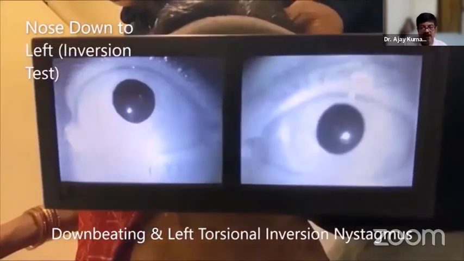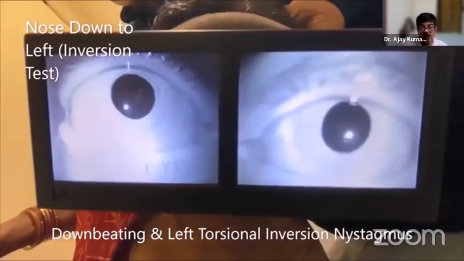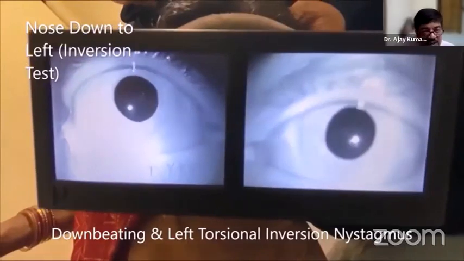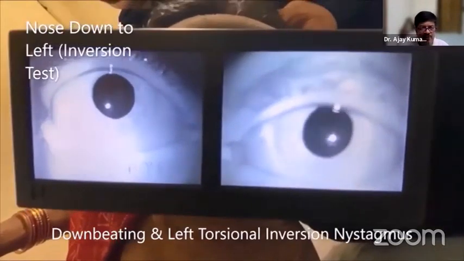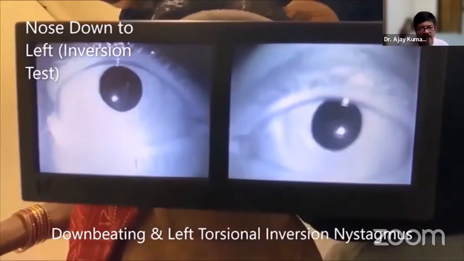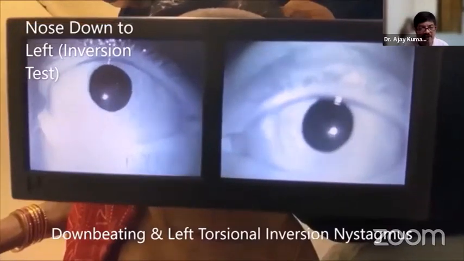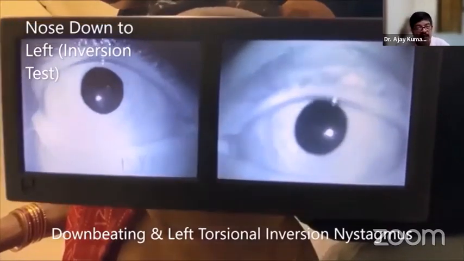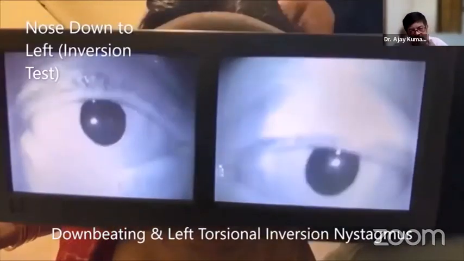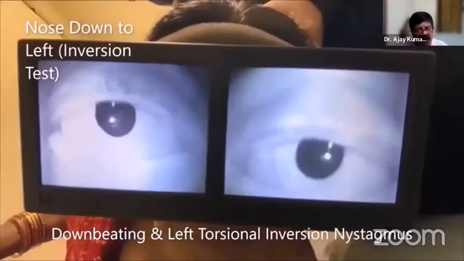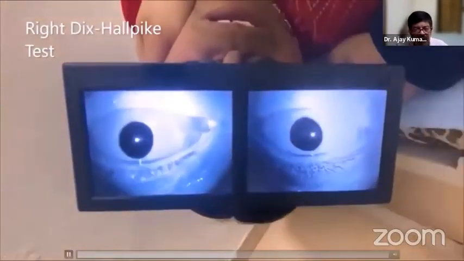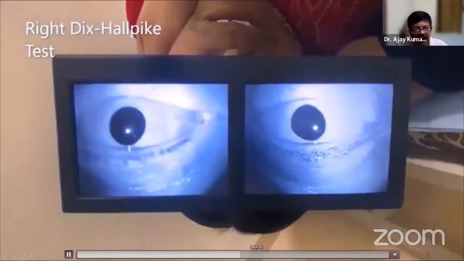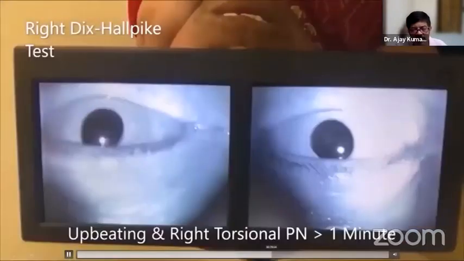But you can see that in this patient, there is attenuation of the strength of the nystagmus. The directionality of this nystagmus has changed, both vertical and torsional components. It is downbeating and left torsional now. But the strength of the nystagmus is not as robust as it was seen in the right half Hallpike position. So when we reported a case series of vertigo, this is the right Dix-Hallpike test. Again showing upbeating, right torsional nystagmus of more than 1 minute duration.